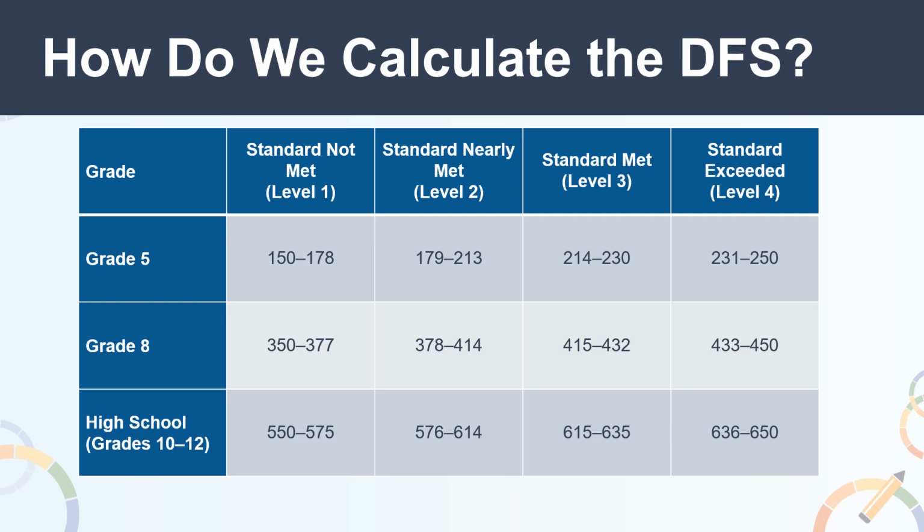For the high school, which is grades 10 through 12, students with a scale score between 550 and 575 are in Level 1. A scale score between 576 and 614 is in Level 2. A scale score between 615 and 635 is in Level 3. And a scale score between 636 and 650 is in Level 4.